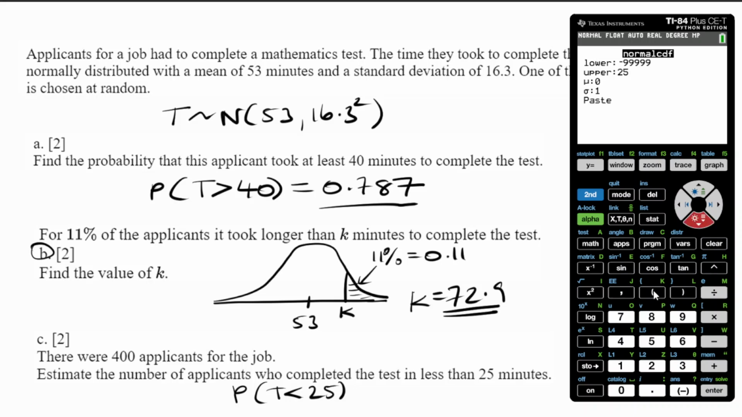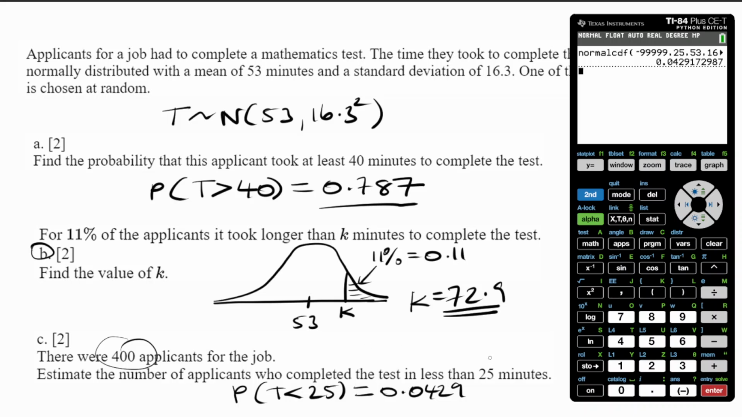And this was 53, and this was 16.3, mean and standard deviation. Okay, and then we just press enter. So basically what this is saying is that there's only about a 4% chance of this happening, that someone takes less than 25 minutes. Actually, these are the top candidates. We need three significant figures. But that's only the probability, 4% of them. And we know that there were 400 applicants, so we want to know how many of them got less than 25 minutes. So can you see that we just need to find 4% of 400?